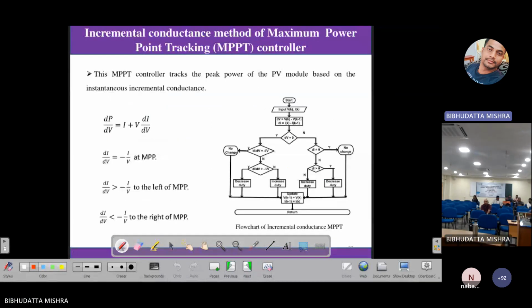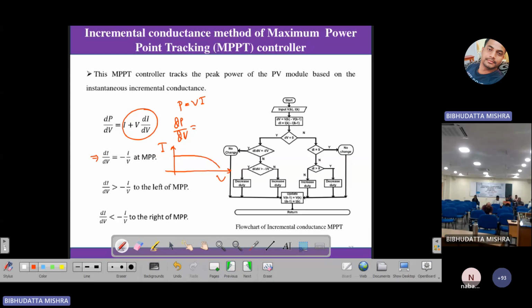Okay. And now incremental conductance. We all know P is equal to voltage times current. Now if you differentiate with dP by dV, then you will get this expression. And to have a maximum, your slope should be equal to 0. So at maximum power, dI by dV should be equal to minus I by V.